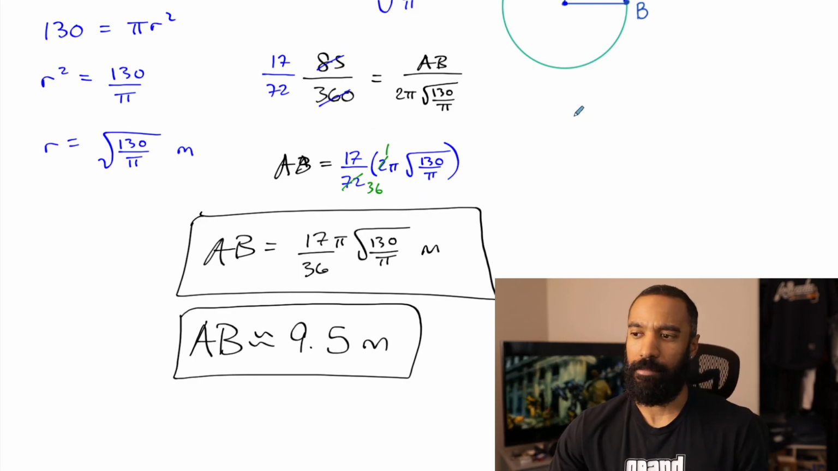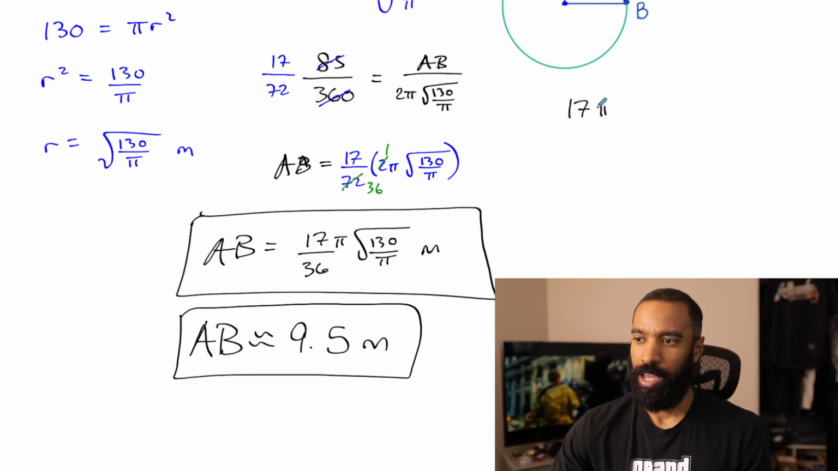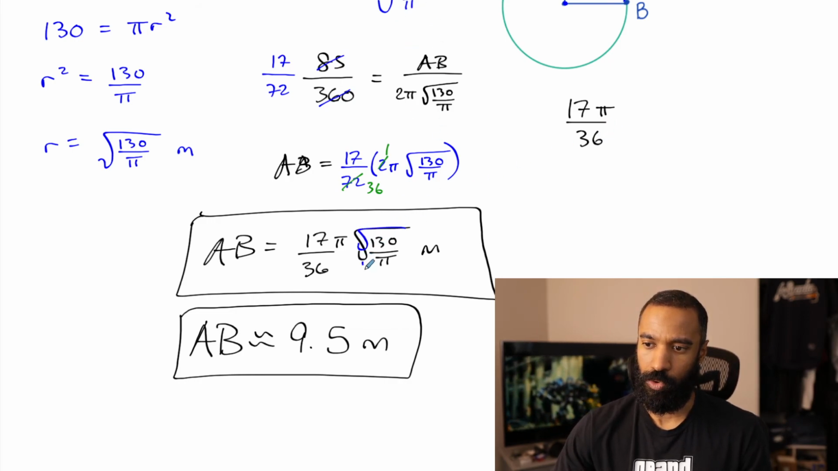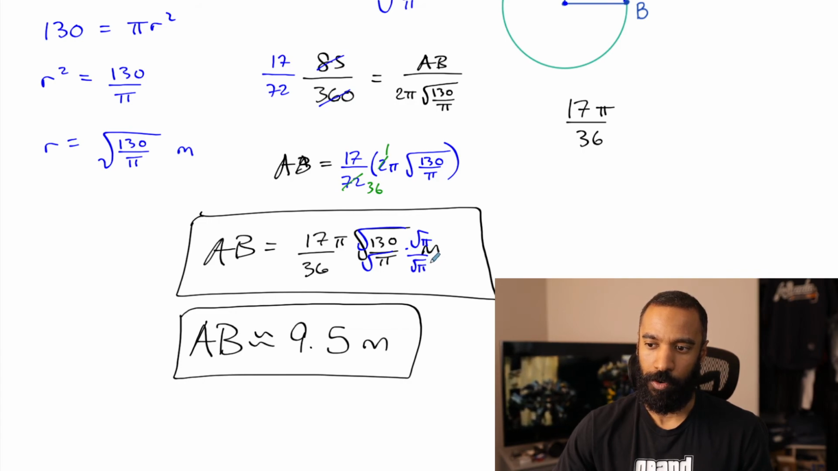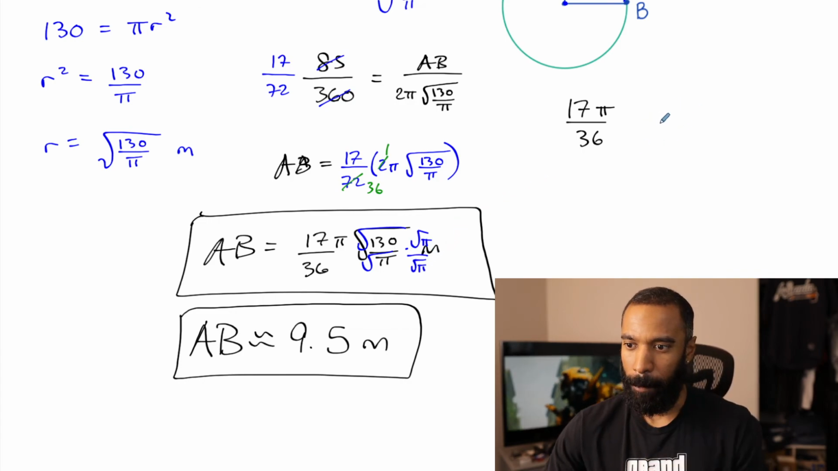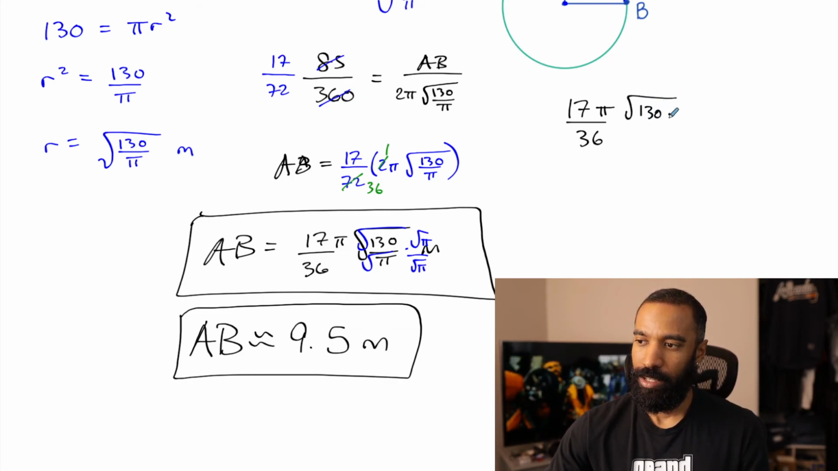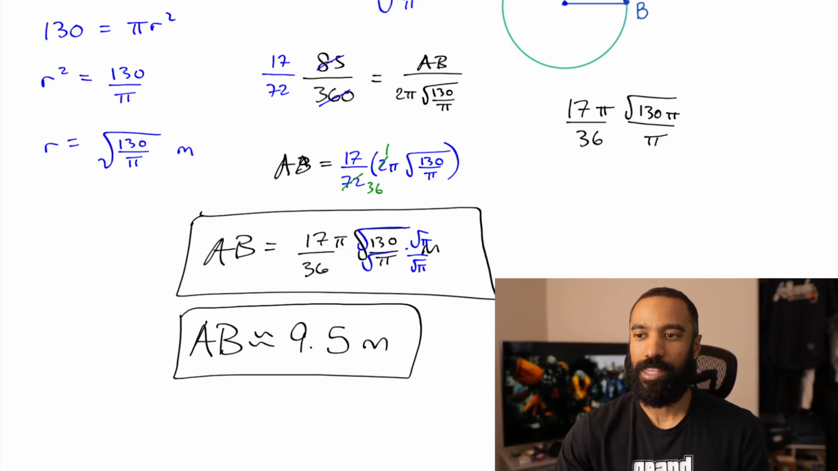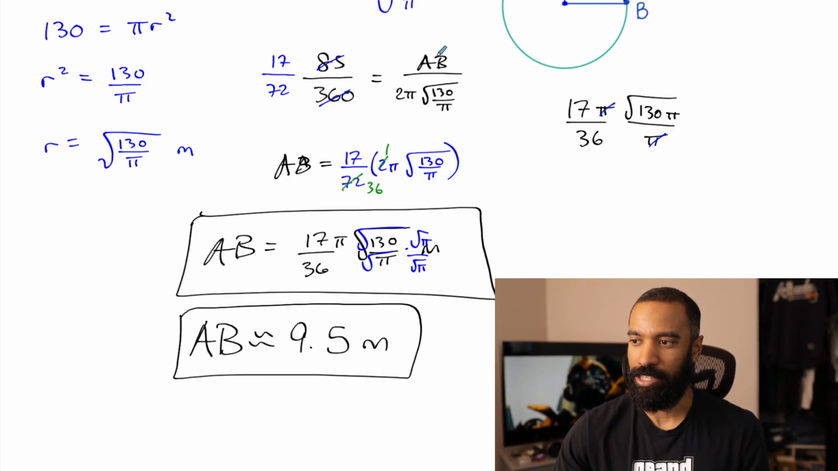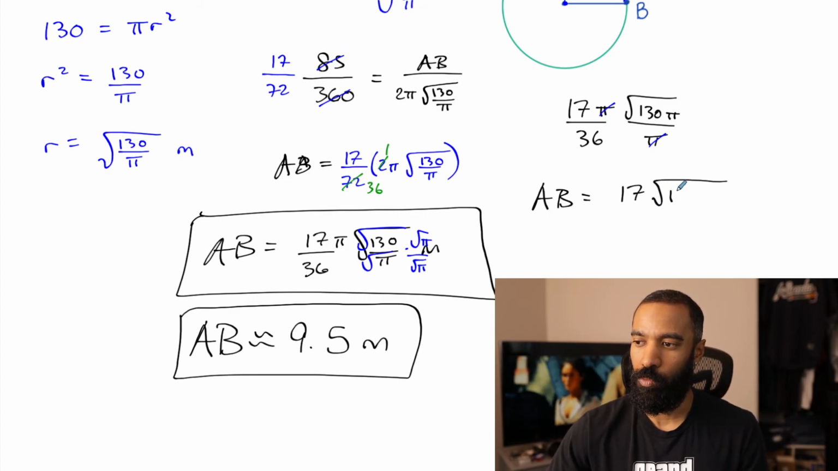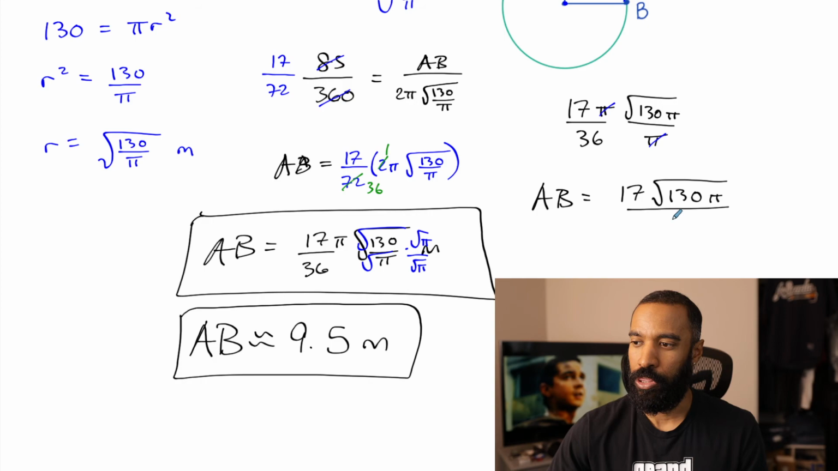You know what else? I'm going to be a little particular with this right here. I'm going to go ahead and multiply. Let's see, this is root 130 over root pi. Let's multiply by root pi over root pi. So you get root 130 pi over pi. What this allows me to do is get rid of these pi's here. So a better answer than that, exactly. This is the best answer I can give you. 17 root 130 pi over 36.